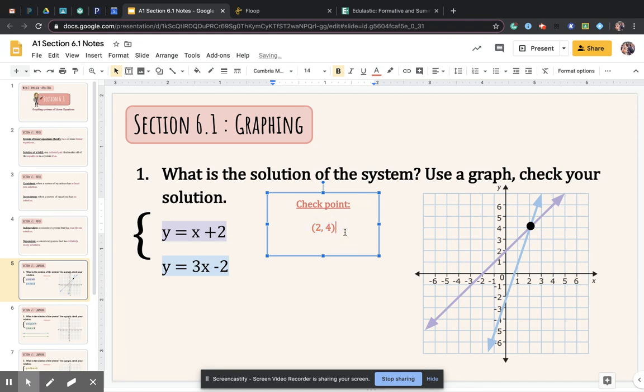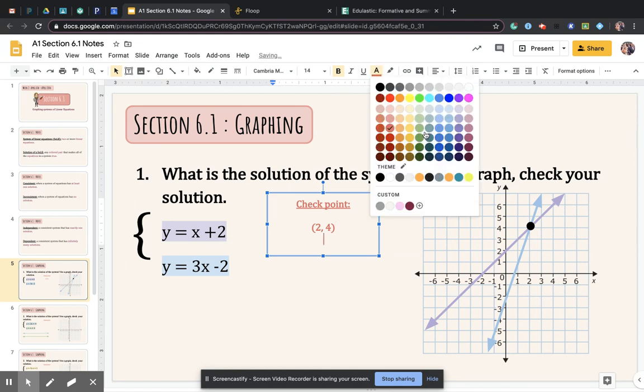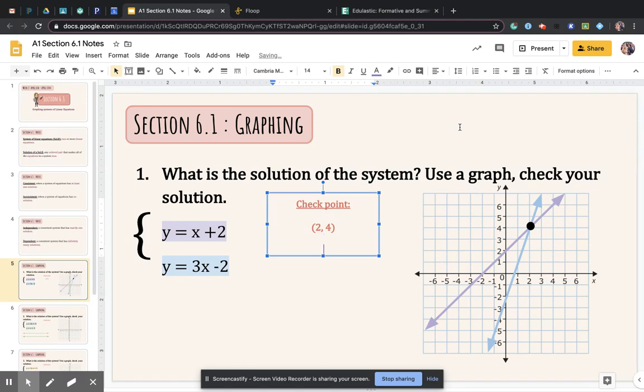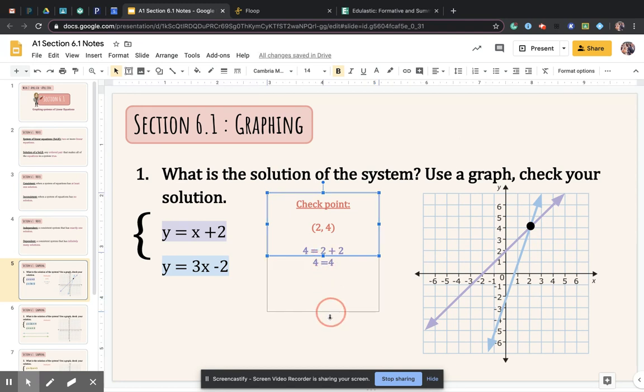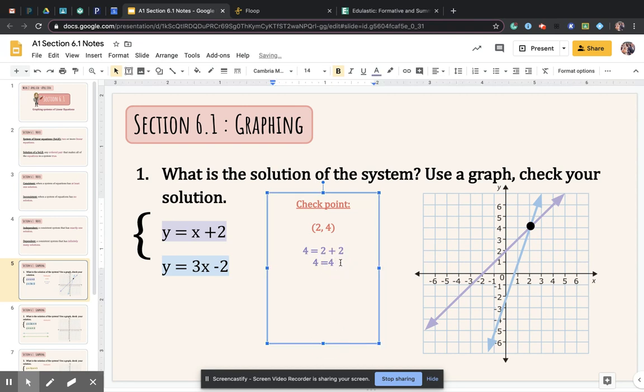Okay, so to check this, I'm going to plug this point into both equations. So I'm going to do the purple equation first. So my y value is 4 is equal to my x value is 2 and then plus 2. If you notice, 2 plus 2 is 4, so I get 4 equals 4. So that means that is a solution. When you get the same number equal to each other, it works.